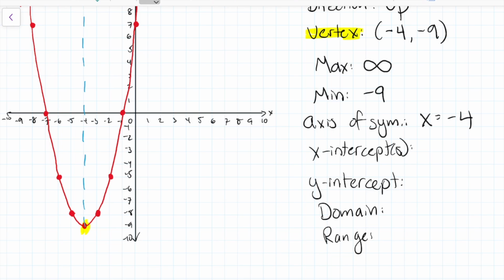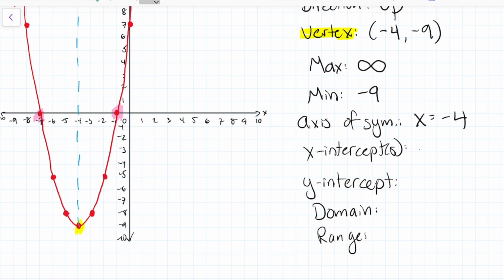Our x-intercepts, well, we've got 2 of them. So those are these 2 points right here and right here. And so we can just write down those x values. It's just -1 and -7. Make sure you don't put those in brackets because we don't want them to look like a coordinate.